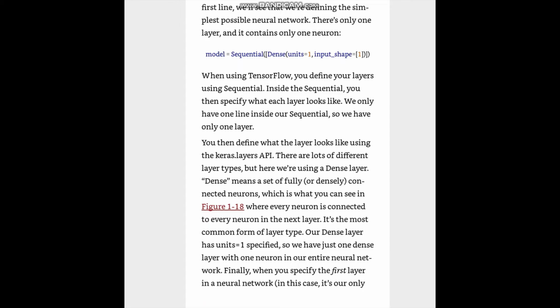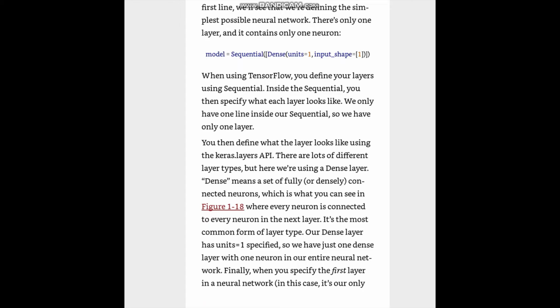Now, as we see, model is equal to sequential of dense, units equal to 1, input shape of 1. So what does that mean? We'll go a little bit deeper into it. When using TensorFlow, you define your layers using sequential. Inside sequential, you then specify what each layer looks like. So in sequential, you actually want to tell the model how each layer is located and each layer is specified.